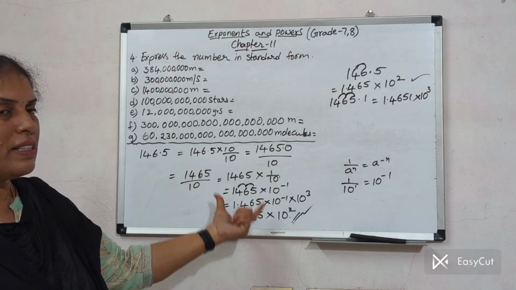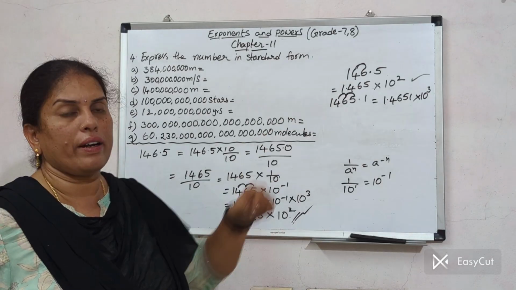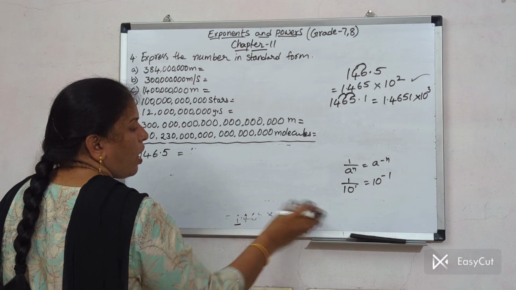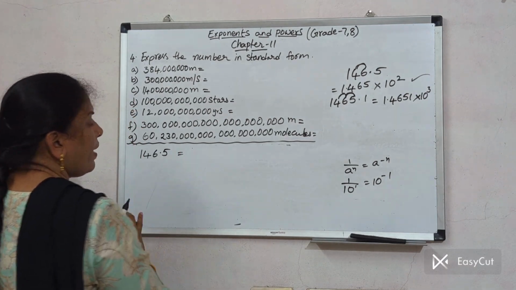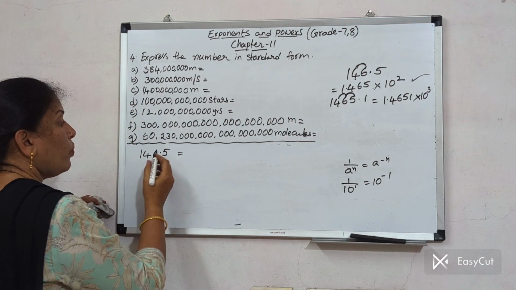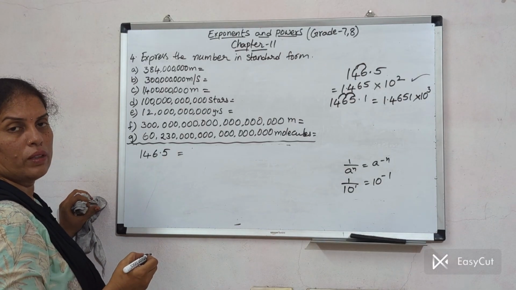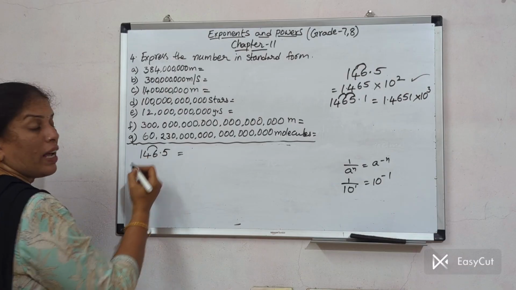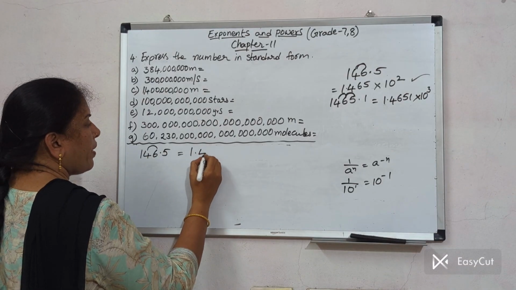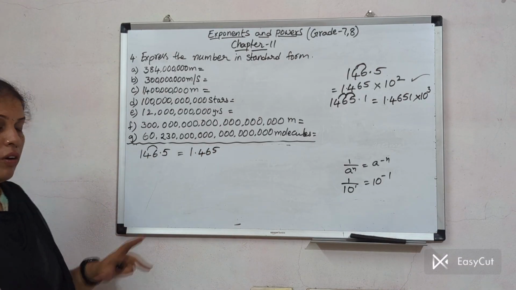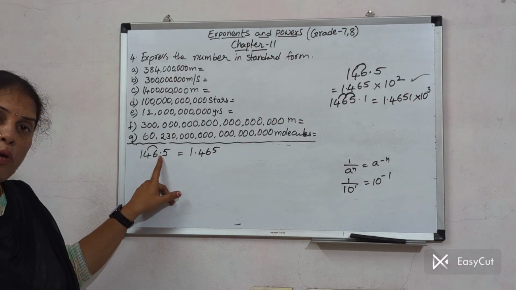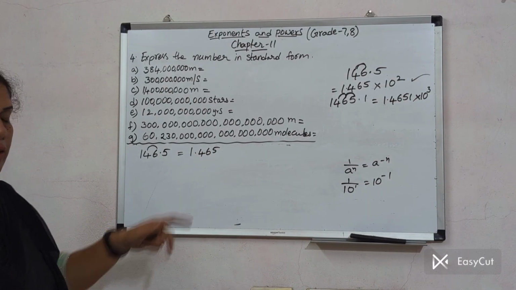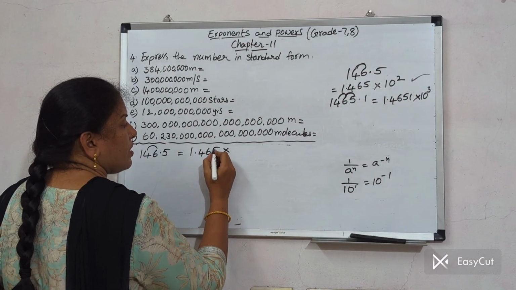This is the long method. Instead of doing all this, we can do it directly. How can we do directly? Once again I will explain how to do it. See here, children, I am telling the direct method. Where is the point? Here is the point. I am moving from here, 1, 2 digits before I am keeping the point. 1.465. After moving the point, don't keep the point again. You should not keep it.